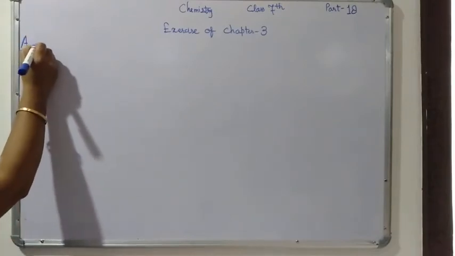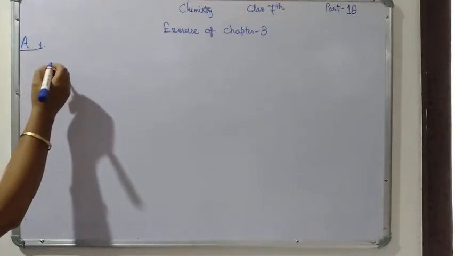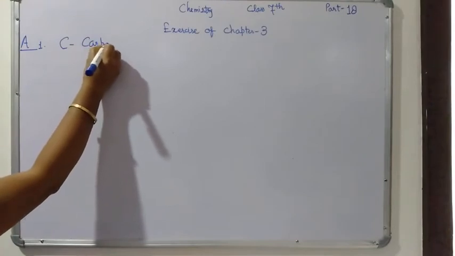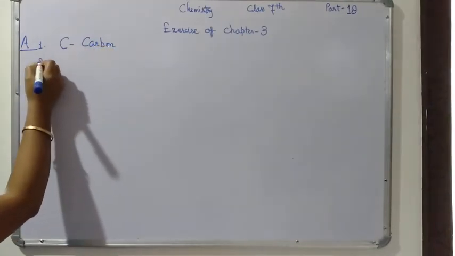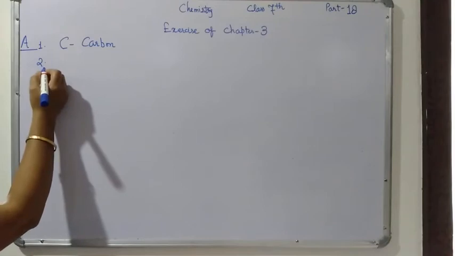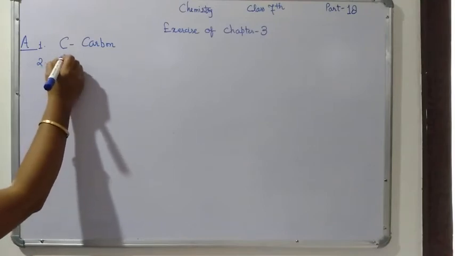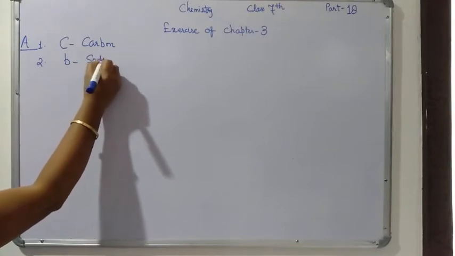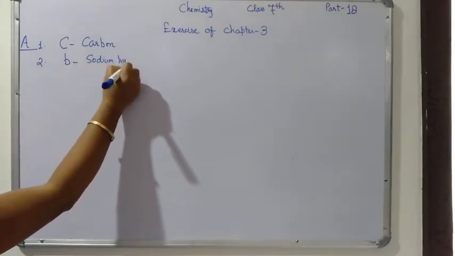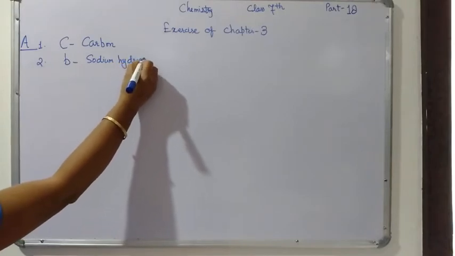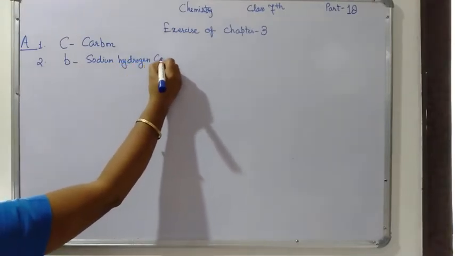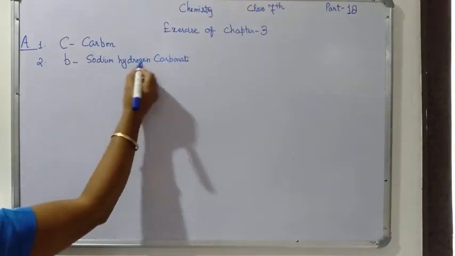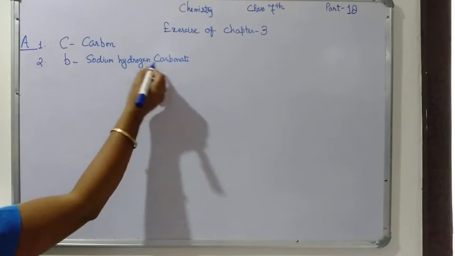In this first question, C is the symbol of, your correct answer is C, carbon. Now second one, NaHCO3 is the formula of, your correct answer is B, sodium hydrogen carbonate, or we can say sodium bicarbonate. It is also known as sodium bicarbonate.